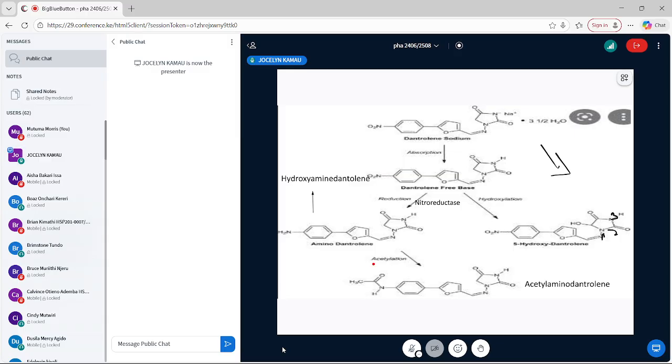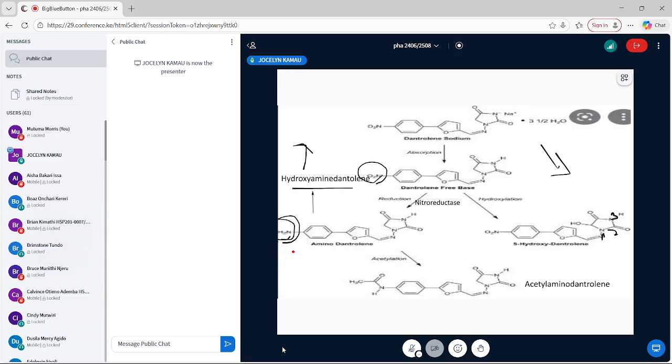And this amino group, as I had said, is the one which can undergo hydroxylation also to give us the hydroxy amino dantrolene. And the hydroxy amino dantrolene is the one I have said it can cause hepatotoxicity. It can cause hepatotoxicity because it forms a very potent electrophile.